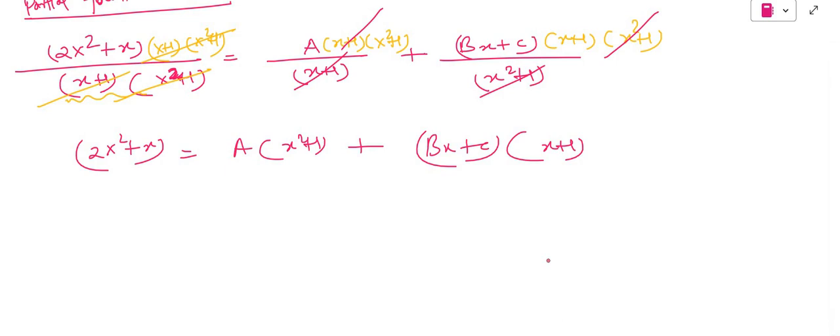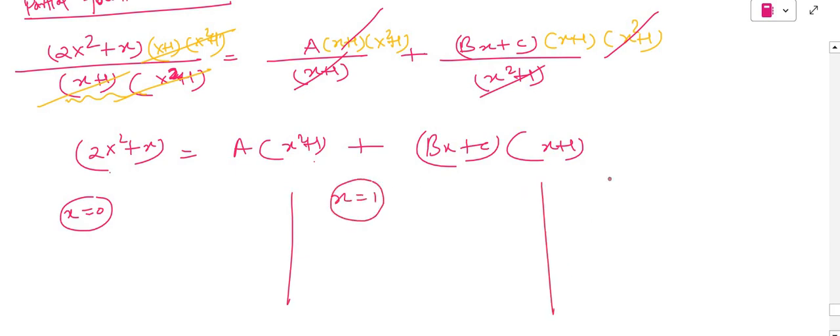Okay. Now we have to find out a, b and c values. To find a, b, c, we can put different values of x. Like we can put x is equal to 0 both side. Then we can put x is equal to 1 both side. And then we can put x is equal to minus 1 both side. That's how we solve a, b, c.